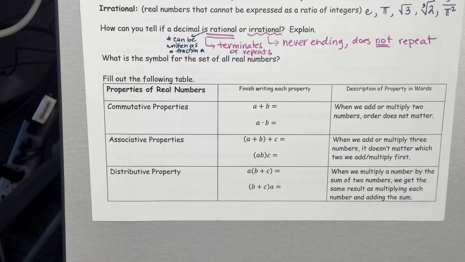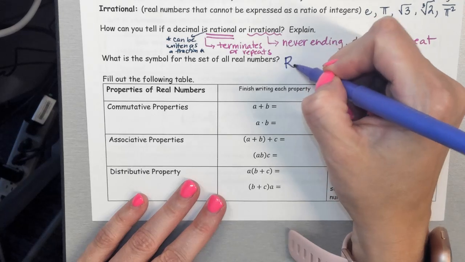Okay, so if it's rational, it terminates or repeats. It can be written as a fraction. And if it's irrational, it's never ending, does not repeat. And I hope we all feel confident about our symbol for the real numbers. Capital R with the line through it.